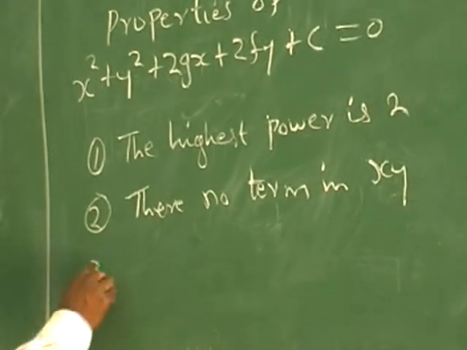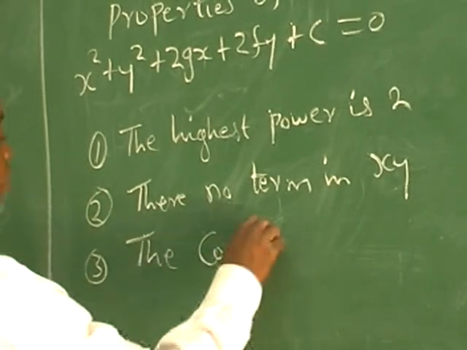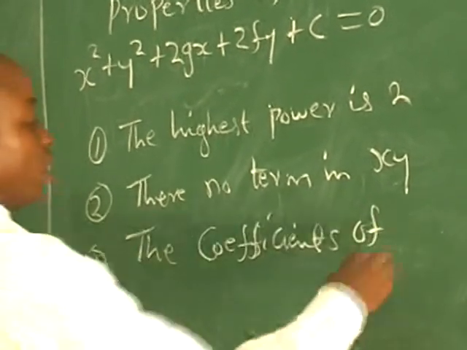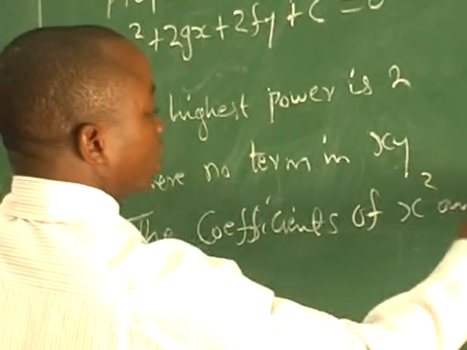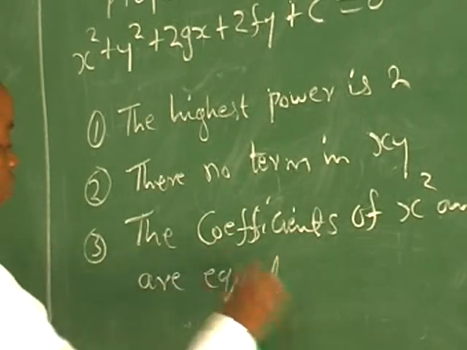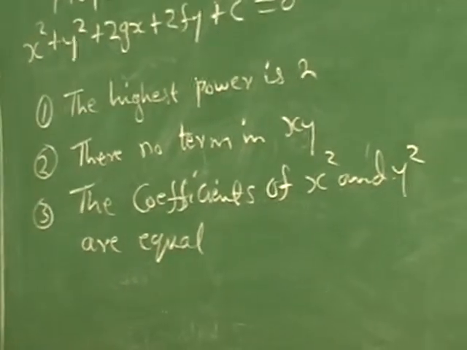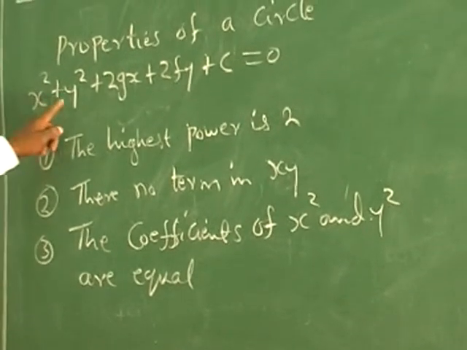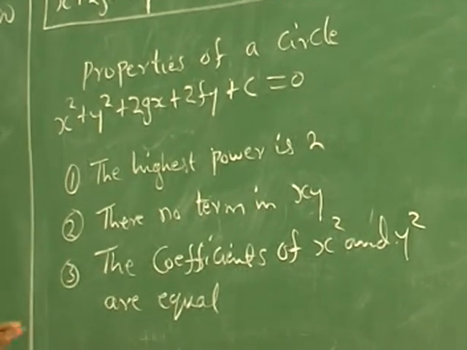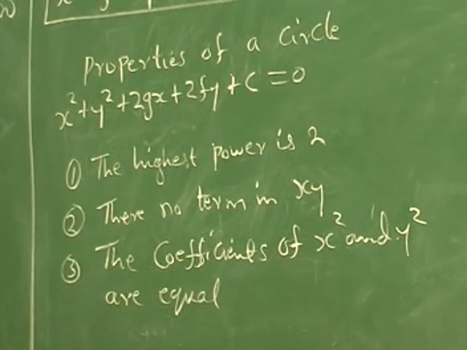We also find out that the coefficients of x squared and y squared are equal. So in any equation of the cycle, the coefficients of x squared and y squared must be equal. In this one we have 1 here. There's also 1 in this place. So they must always be equal. So we have derived this property. The property will help us to know the equation of the cycle.